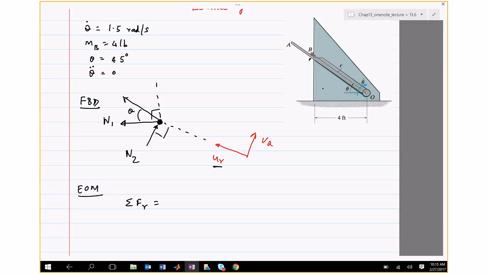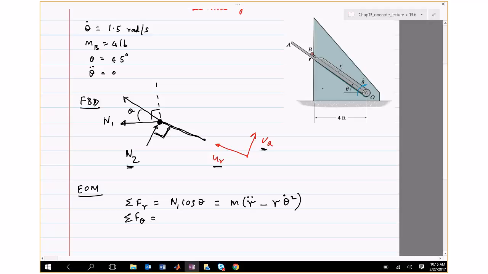So N1 cosine theta. Is there any contribution from N2? N2 is perpendicular to this, right? Which means that N2 acts along U theta. So there's going to be no influence of N2 in the radial direction. Clear? N2 is acting along theta, not along U_r. So N1 cosine theta equals mass times (r double dot minus r theta dot squared).